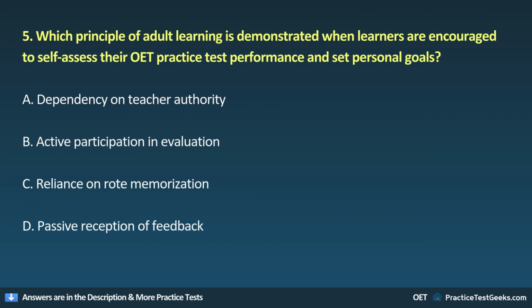5. Which principle of adult learning is demonstrated when learners are encouraged to self-assess their OET practice test performance and set personal goals? A. Dependency on teacher authority. B. Active participation in evaluation. C. Reliance on rote memorization. D. Passive reception of feedback.